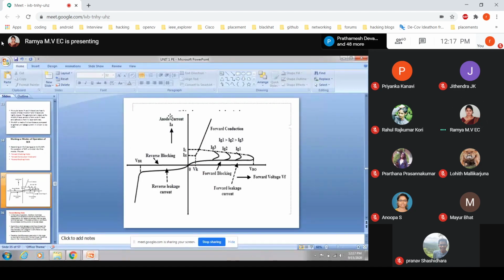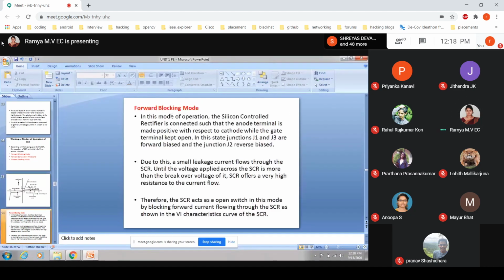I just explained in the previous class what exactly forward blocking, reverse blocking, and forward conduction are. There are two ways we can enter into the conduction mode. One happens with the breakdown voltage: when the input voltage is greater than the breakdown voltage, or when we are applying a gate input. The gate input can be a pulse, whether I'm giving it in terms of voltage or in terms of current. The more you give the gate input, the earlier we will have a conduction mode. That is what we discussed in the previous session.